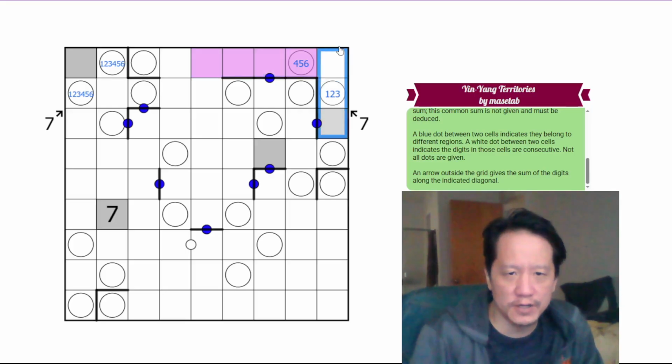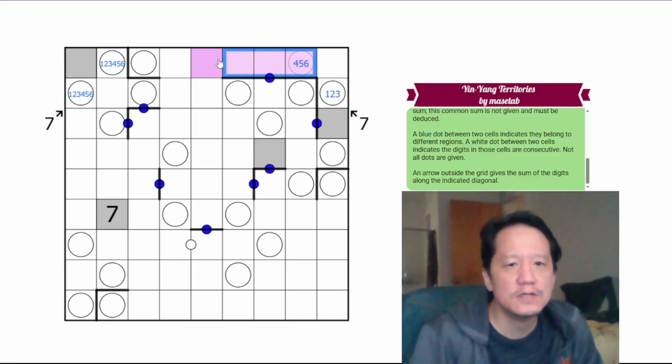If we have 3 here, this must be 4. If otherwise, this is 2 and 5 or 1 and 6. It could be 5 going this way or 5 going this way. Or 5 going that way.